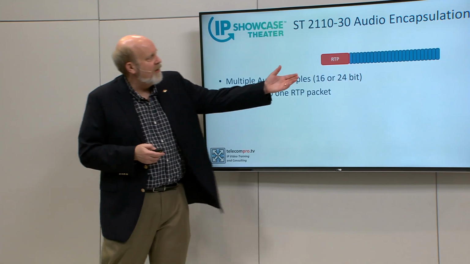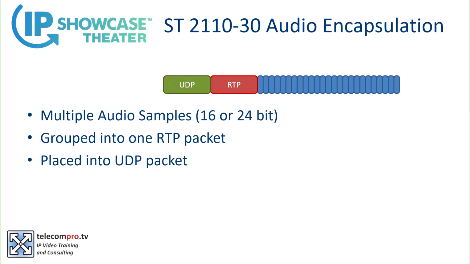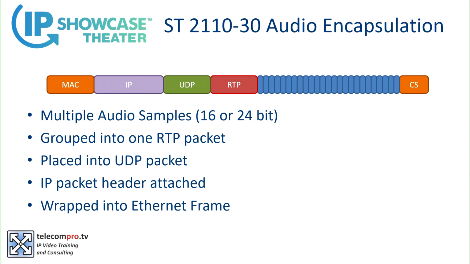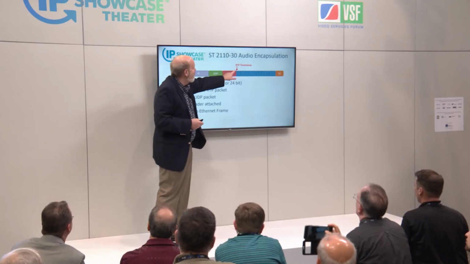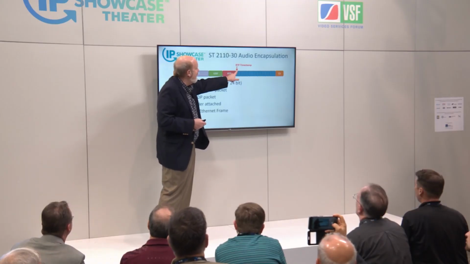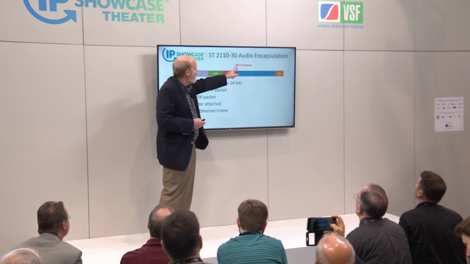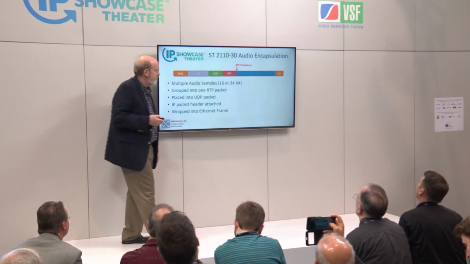We're going to take these audio signals, we're going to group them into an RTP packet, again add our UDP, IP, and then our Ethernet frame, okay? And one thing I did want to mention here, every RTP packet has to have a timestamp. So the timestamp of this RTP header is going to be the sampling instant of the first audio sample here. So whatever the first audio sample is in the packet, that's the RTP timestamp.